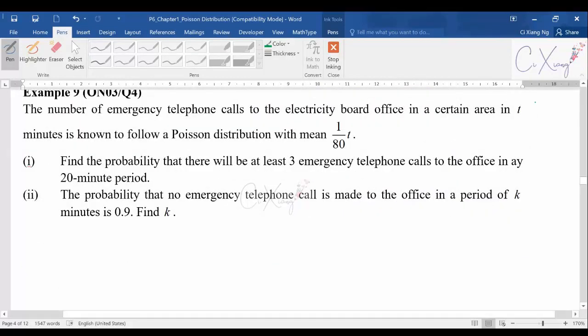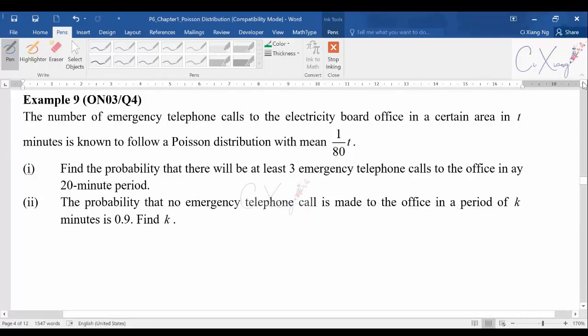Okay, so if you have a look at example 9, what do we have here? They are talking about the number of emergency telephone calls to the electricity board office in a certain area in T minutes, which is known to follow a Poisson distribution. So Poisson is a keyword. If they didn't give you the word Poisson distribution, then you can see that in T minutes means it is still the interval given. And the mean given is 1 over 80 T. T is actually the time, measured in minutes.